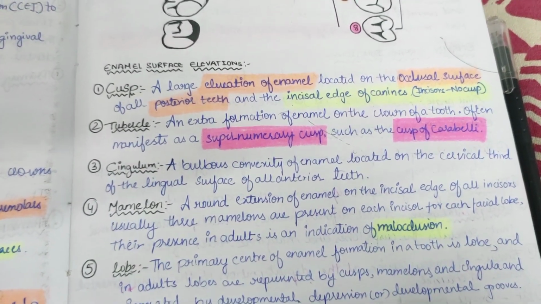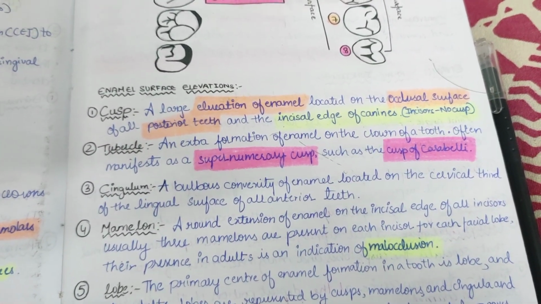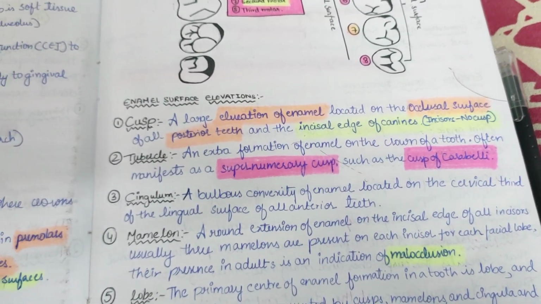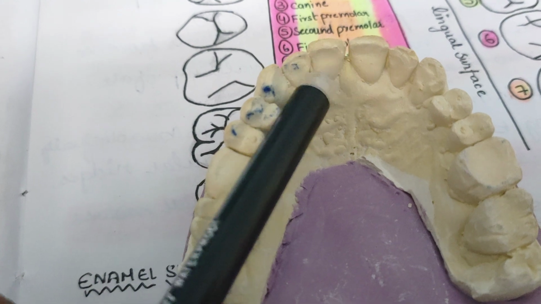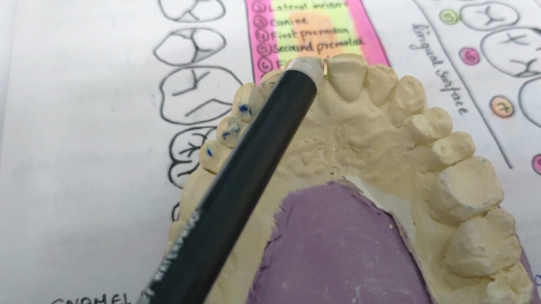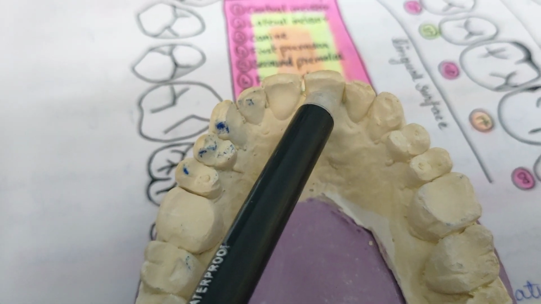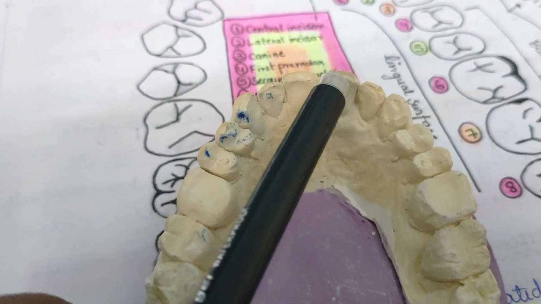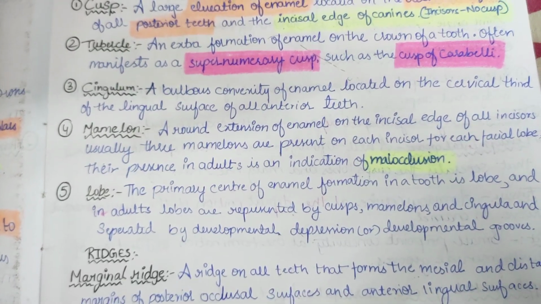Now cingulum, a bulbous convexity of enamel located on the cervical third of the lingual surface of all anterior teeth. I will show you cingulum. Here you can see the tooth from the inside, the lingual surface of the tooth is convexly bent inside. Here you can see, so this is the gap here. It is not straight, it is bent. So the bend here is known as cingulum.